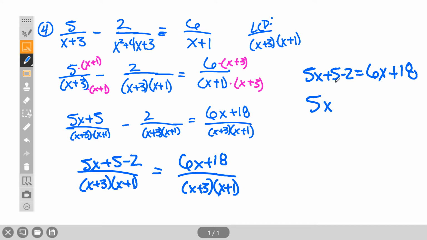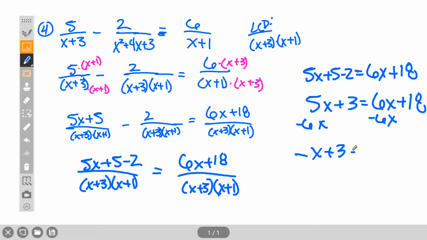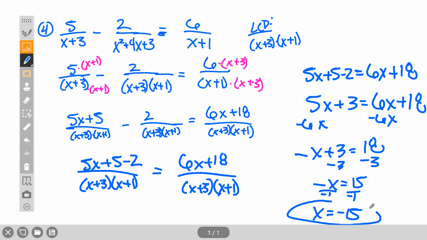Combine like terms, so 5 and negative 2 is positive 3. Move the x's to one side, so I'm going to move them to the left side, so minus 6x. So negative x plus 3 equals 18. Move the constants to the other side, so subtract 3. Negative x is equal to 15. Divide by negative 1. x is equal to negative 15.